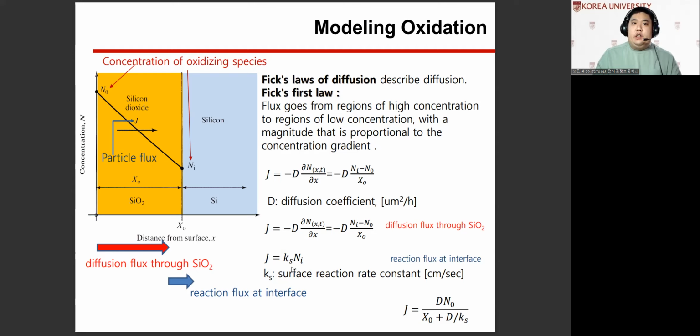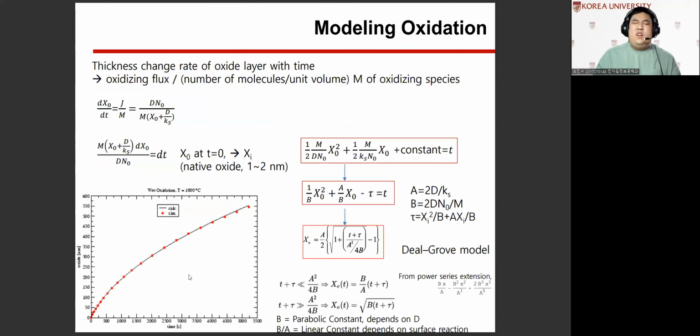In the beginning of the oxidation, because there is no oxide layer, we can also express this initial number with Ks, the surface rate constant. With these two formulas, we can draw a plot that is linear at the beginning and parabolic after the beginning.